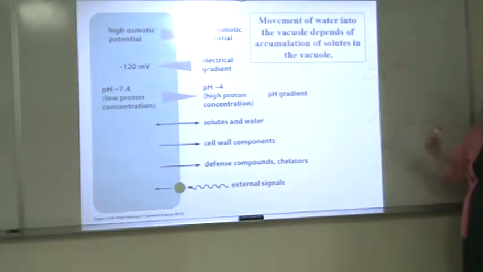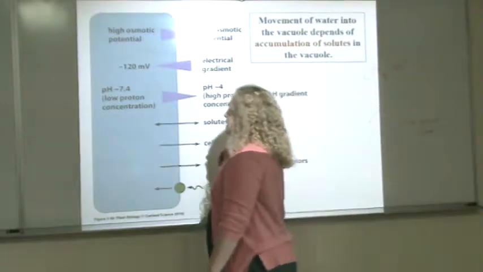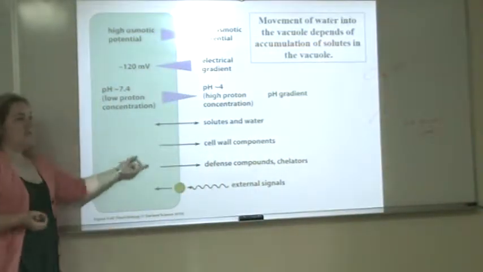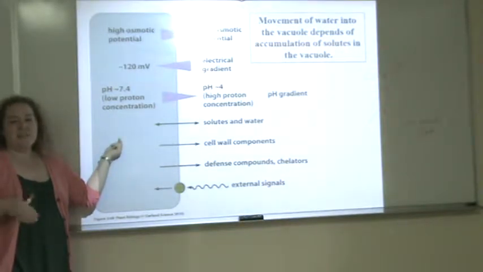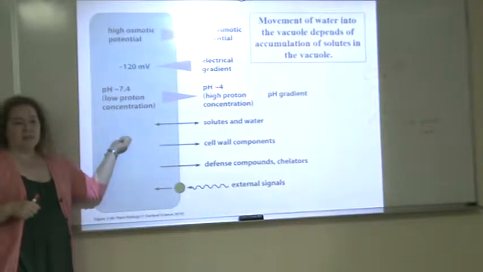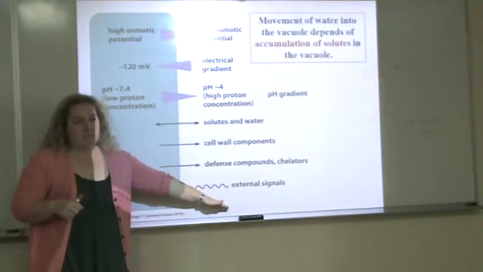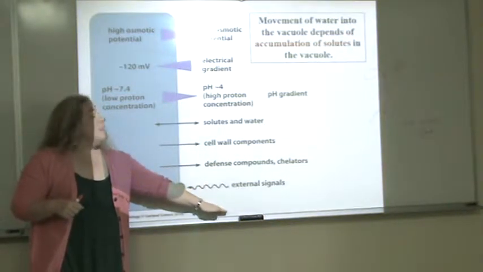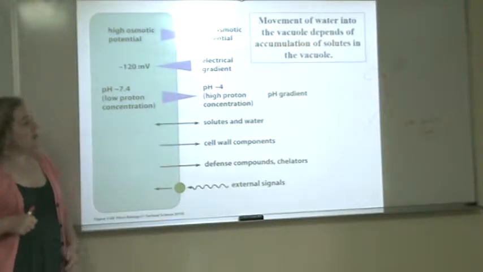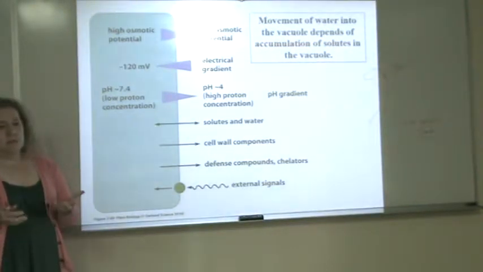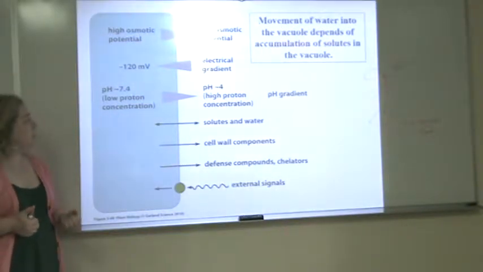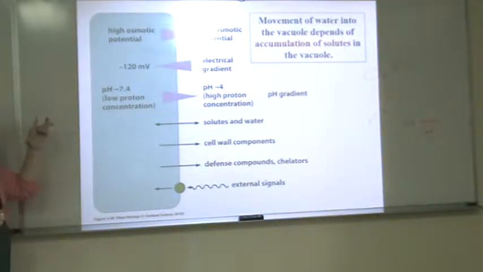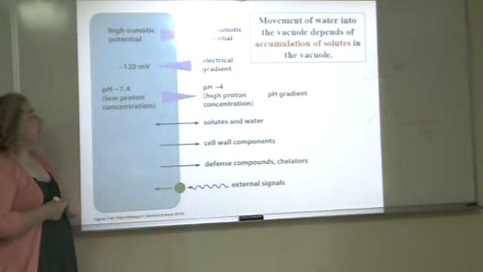And we're going to do calculations with this in a minute. The way that plants get water to come into them is to make solutes come into them. They're making themselves hypertonic compared to the outside solution. And the way that they do this is by accumulating solutes, dissolved particles, in the vacuole for the most part. This is also one reason why vacuoles are really important for plants.